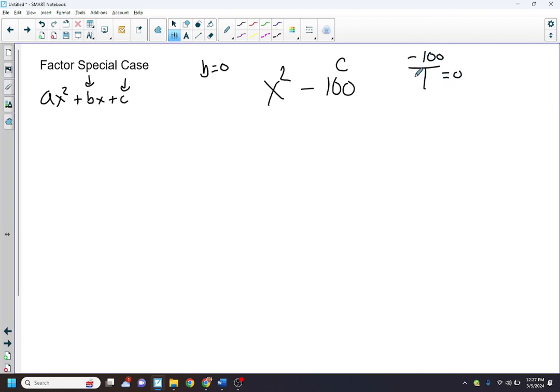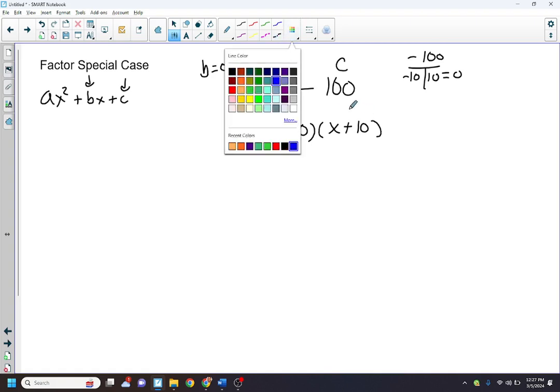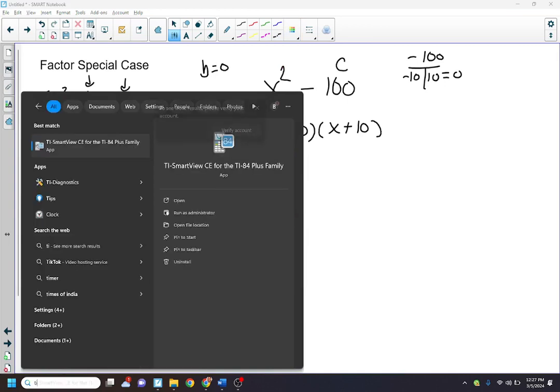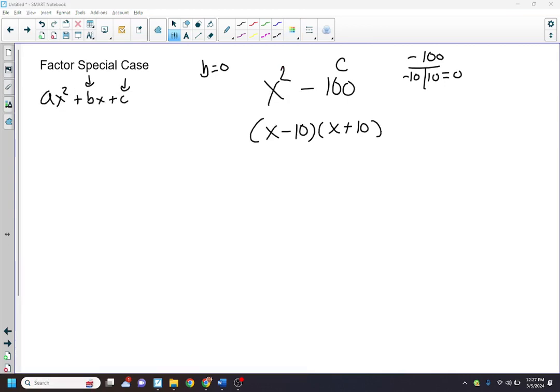Since it's negative, I know one's positive, one's negative. And since it's 0, I know both numbers have to be the same. So it's going to be 10 and negative 10. I can write this answer as x minus 10, x plus 10. In this special case scenario with two terms, you could just square root both of them. On a calculator, actually, let me show you how to do it on a calculator. But because it's a two-term, that's a big hint. You could square root it.